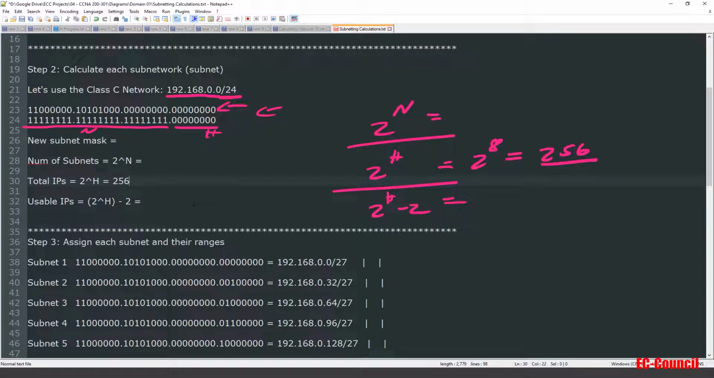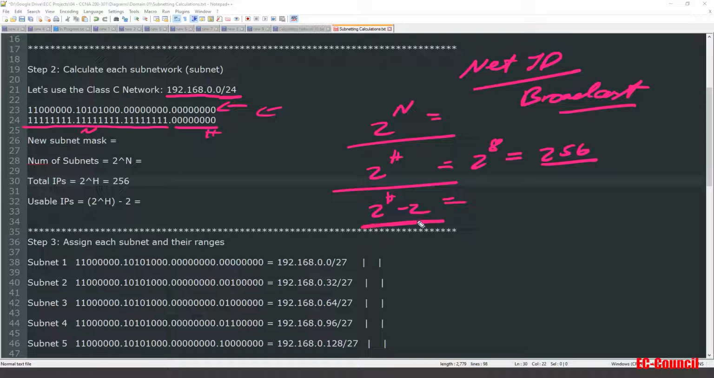The thing about IPv4 is that we cannot use 2 specific addresses. We cannot use the network ID IP address, and we cannot use the broadcast IP address. So therefore we need to minus these two. Once we minus those two, we have the usable addresses. Hence our third formula here. So this is 2 to the power 8 minus 2, which is equal to 254 usable addresses.